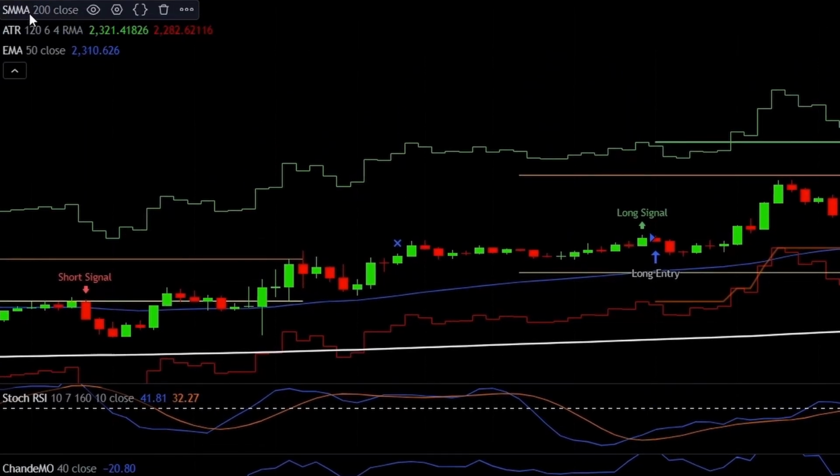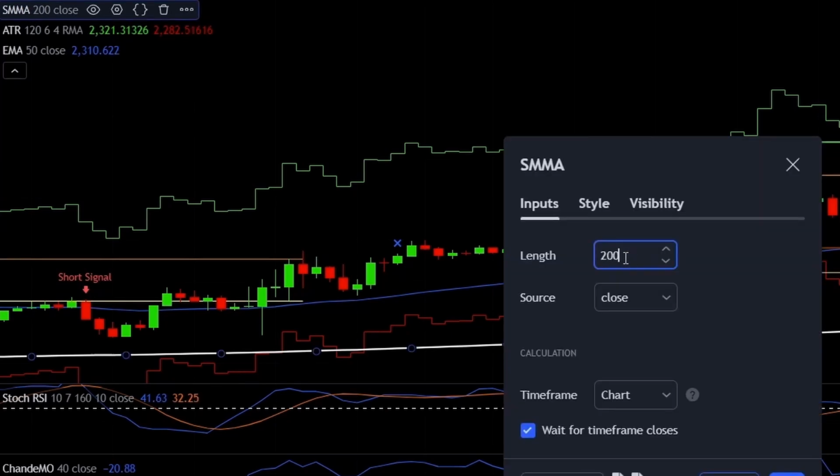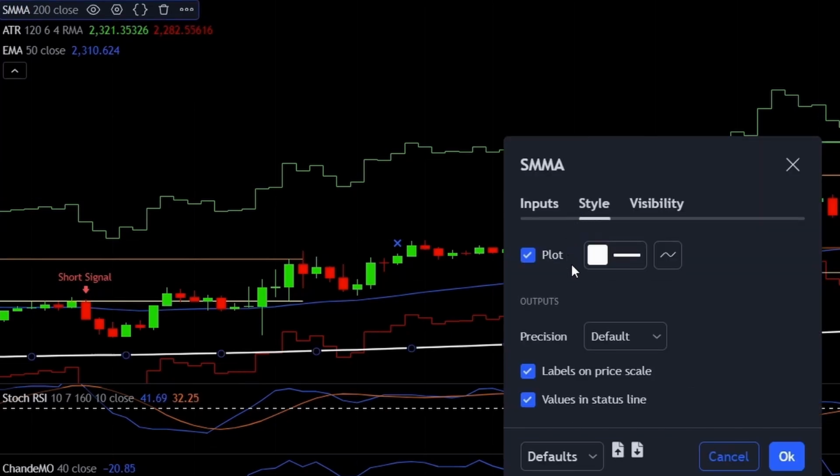Now let's go over the indicators one by one. For our baseline indicator, the SMMA, we need to change its length to 200. I also changed its color to white, so it's easier to see.